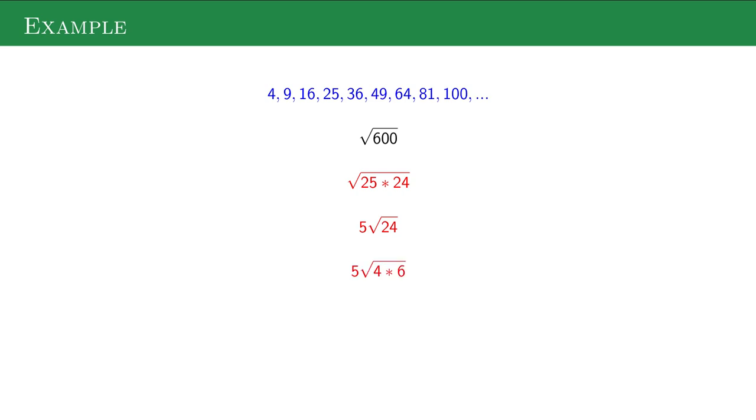And it turns out it is. 24 is divisible by 4. It's 4 times 6. And 4 is one of these perfect squares. So that's going to turn into a nice number. And then I combine these two numbers I brought out. These are multiplication, so I get 10 square root of 6.